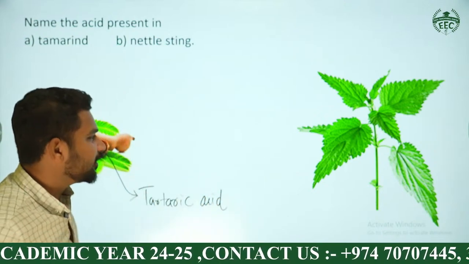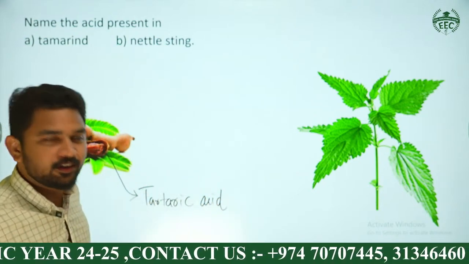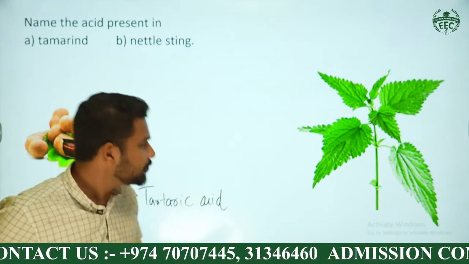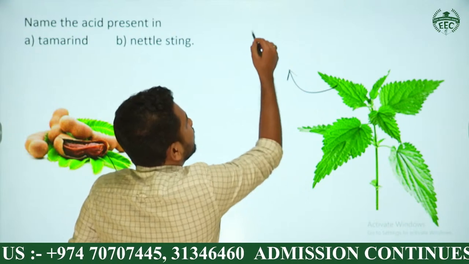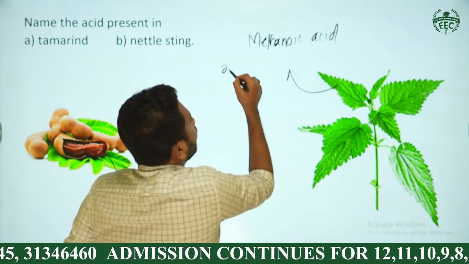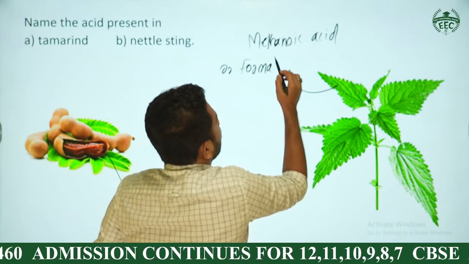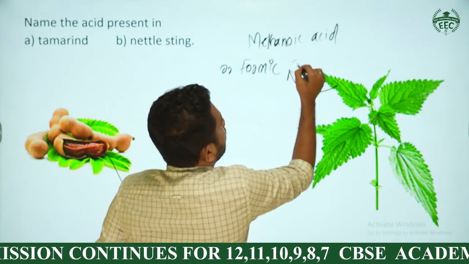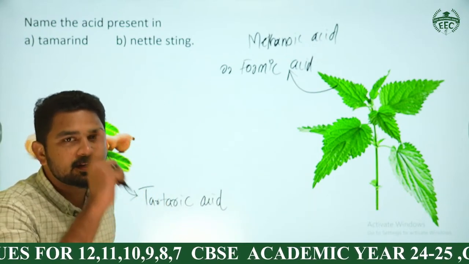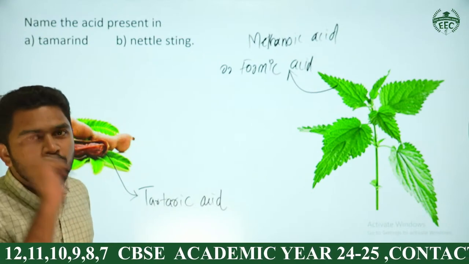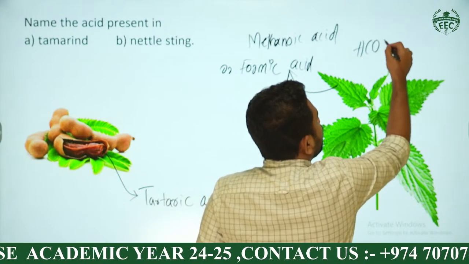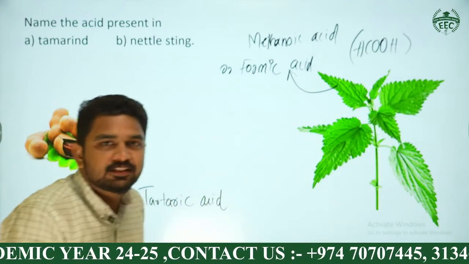So what do you think? Is that methanoic acid or formic acid? Faris, what do you think? Yes, they are same. Yes, very good. That means methanoic acid and formic acid, both are same. Because we studied carbon and its compounds, right? We studied the fourth chapter, carbon and its compounds. And from that chapter, you know that both methanoic acid and formic acid are same. They have the formula HCOOH.